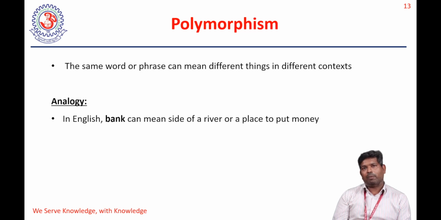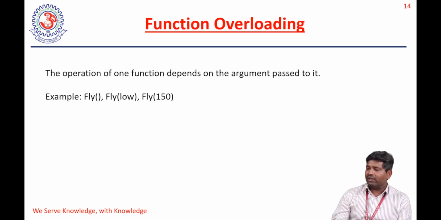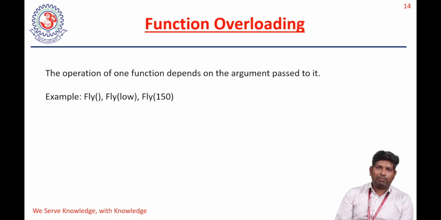The same arithmetic plus operator behaves differently in different contexts based on the operands you provide. Take English as an analogy: a bank can mean the side of a river or a place to put money. A good example for polymorphism is function overloading. In procedure oriented languages, this feature will not be available. In object oriented programming, in most languages, function overloading is available. That means we can write the same function name many times, but the prototype is different.